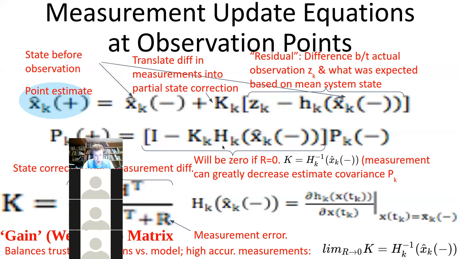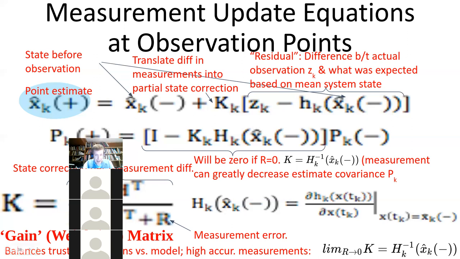Now, it turns out how much it narrows our estimate depends on this gain matrix. It depends on how much we trust our measurement. If the measurement is of perfect fidelity, perfect accuracy, then K will be equal to H inverse, and this thing will be zero. And so our uncertainty estimate will be zero times this. By contrast, if R is really, really large, in other words, if we have very poor measurements, this thing will be quite small, and we'll actually retain most of our uncertainty.